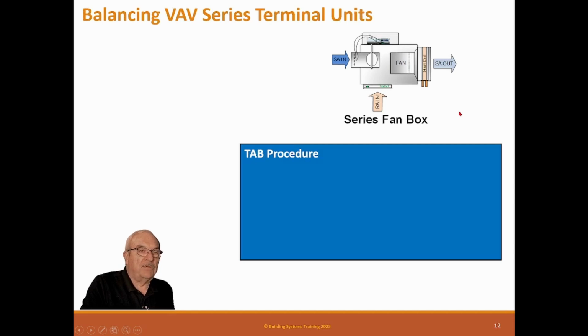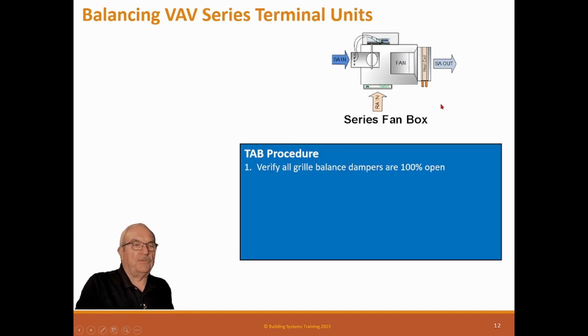All right, so how do we balance this monster? Verify all grill balance dampers are 100% open. Balance the fan flow to set the box design. So you set this fan up, and this fan normally comes with low, medium, and high speed. And you set the speed up just a little, so you have a little bit more air than you need, and you go out and balance the grills. At that point, the box is actually balanced.